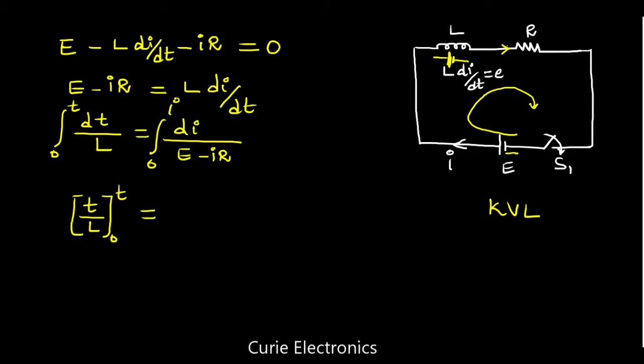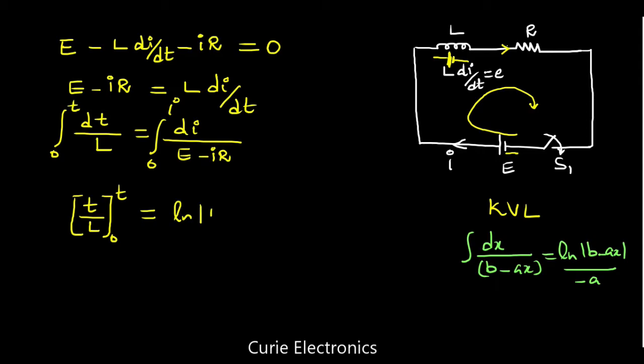For this you have to use one formula: the integration of dx upon b minus ax is equal to ln of mod of b minus ax, upon minus a. The same formula you have to use here. So what can I write? It is ln of mod E minus IR. What is the limit?